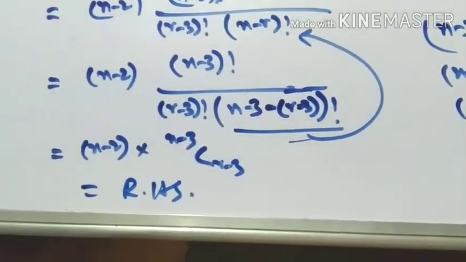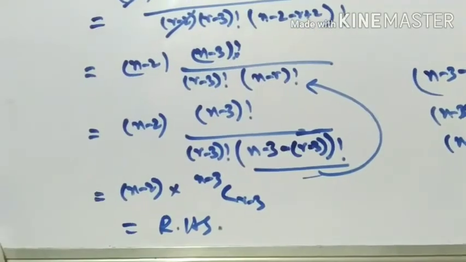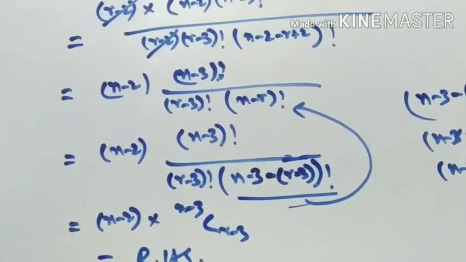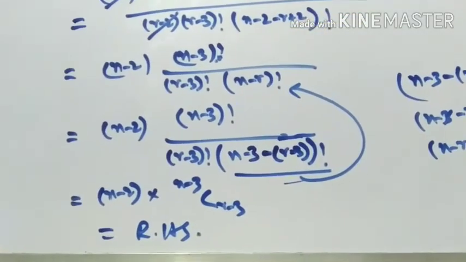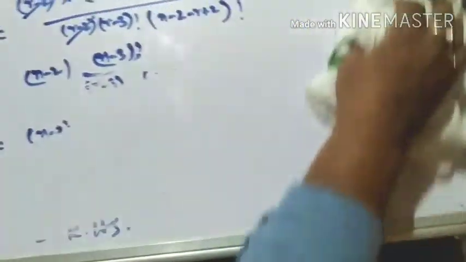This is the proof. Now this is all the proof I have given to you. Now we will move to question number 6. I think everything is clear to you. These proofs are very easy, it's not so tough. And now I am going to question number 6.